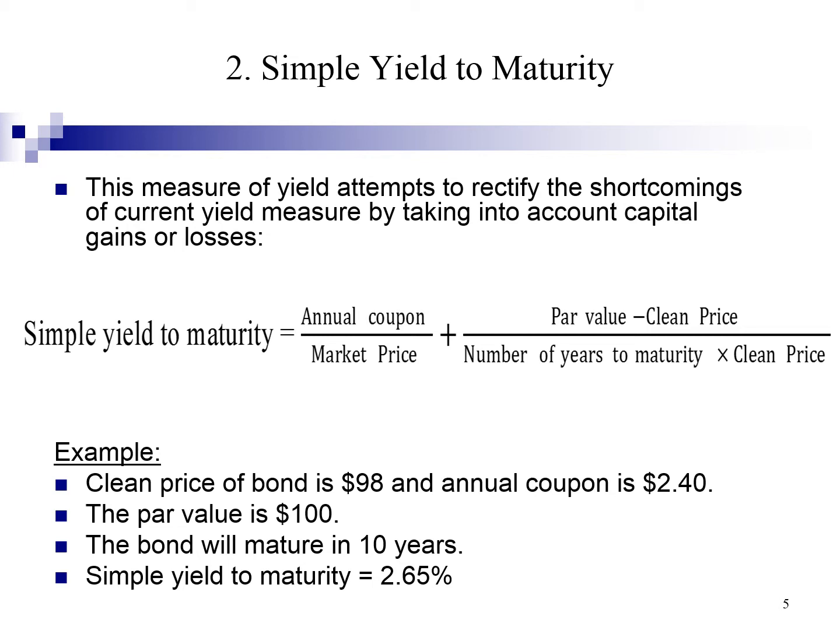The simple yield to maturity attempts to rectify the shortcomings of the current yield measure by taking into account capital gains or losses. If you notice from the formula, there are two parts. The first part of the formula is a current yield measure. The second part of the formula is an adjustment to the change in bond price until the year of maturity. The number of years is considered in the calculation to represent potential capital gains or losses until maturity.